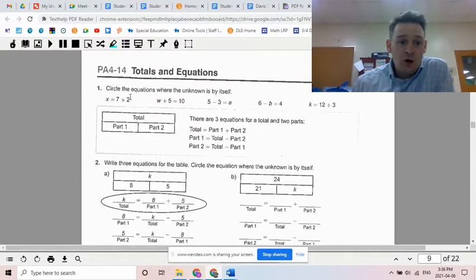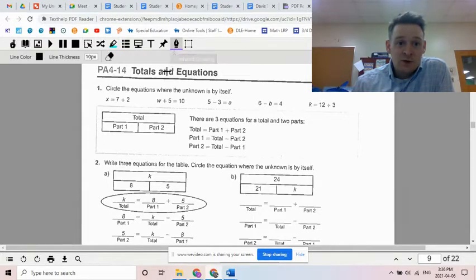So here it says, circle all the equations where the unknown is by itself. All right, so checking out the unknown being by itself. Remember, the unknown is represented by a letter. So the equations where the unknown is all by itself, there they are across the top.